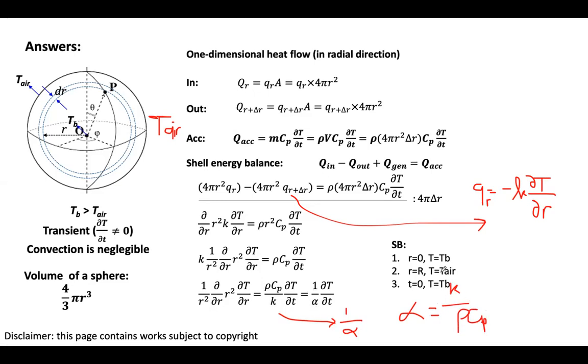Okay, for the boundary condition, the syarat batas: at r equal to 0, the temperature is equal to T_B. And when r equal to R, the temperature equals T udara, the air temperature. And then when t equal to 0, all the temperature would be equal to T_B, or T bola. Yeah, so that's it. If you want to calculate this, we need to use MATLAB or FlexPDE.